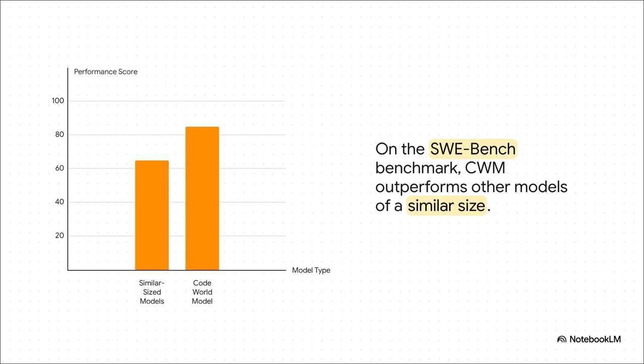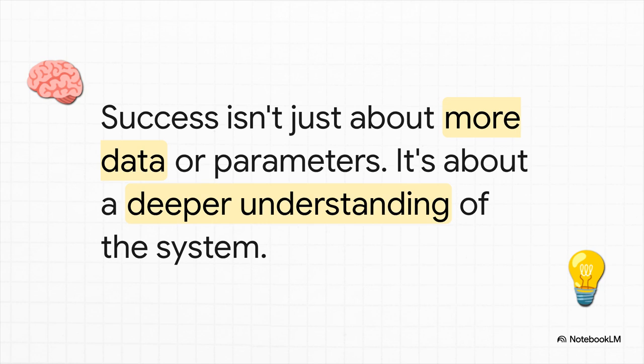On really tough benchmarks like SWE-Bench, which is designed to test real-world software engineering tasks, CWM performs amazingly well, especially when you compare it to other models in its weight class. It is absolutely punching above its weight. And this, right here, is the big takeaway. The success of CWM suggests that the future of powerful AI might not just be about scaling up bigger and bigger. Maybe a smarter, more efficient path is to train models that have a much deeper, more fundamental understanding of the world they operate in.